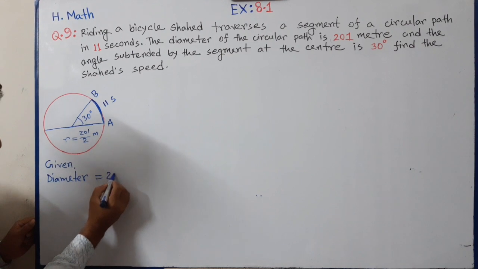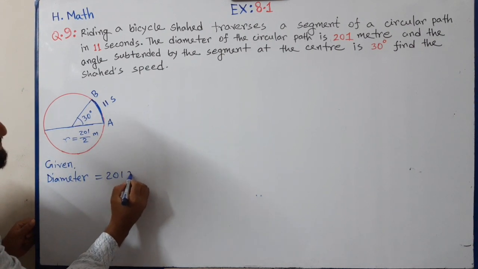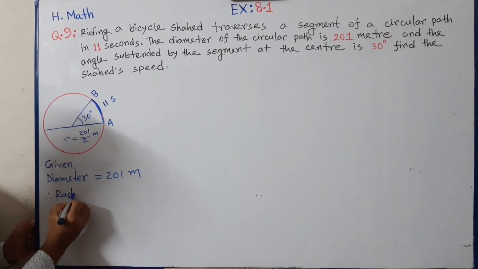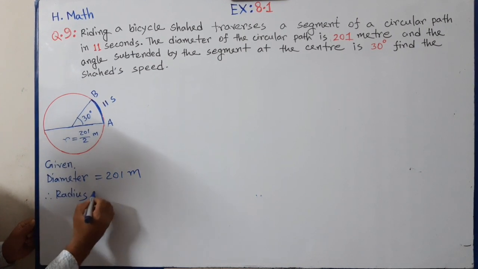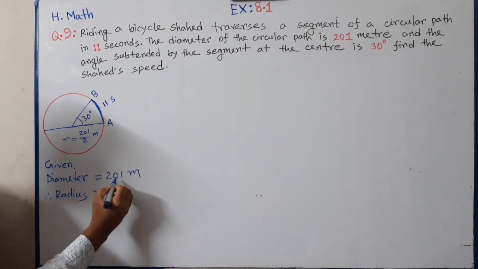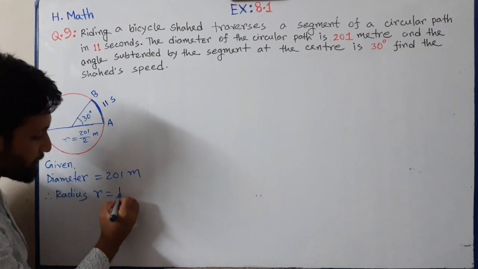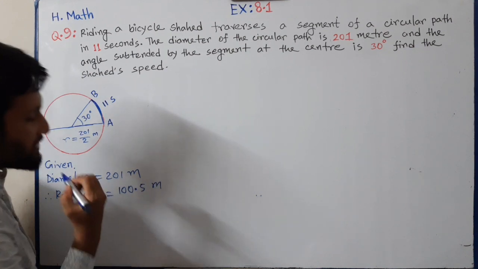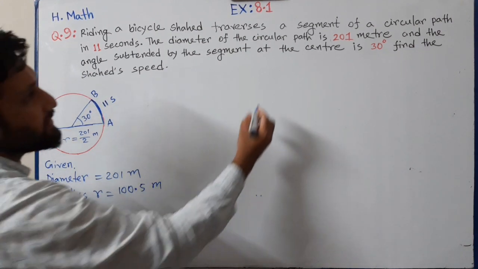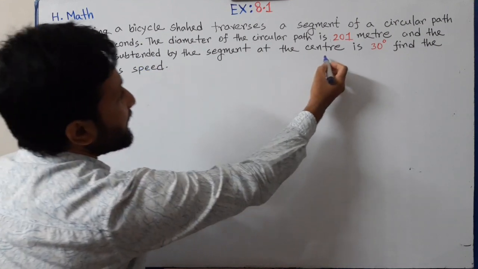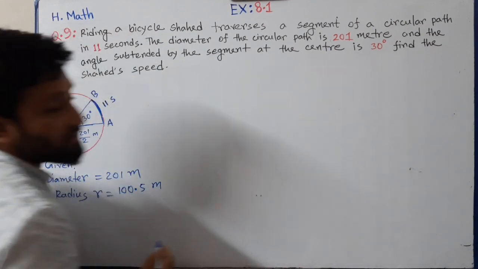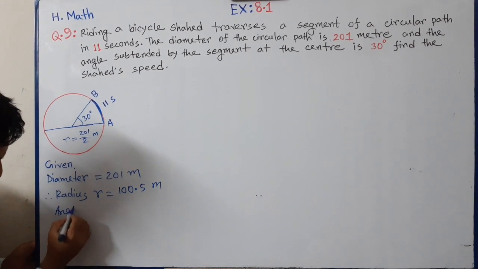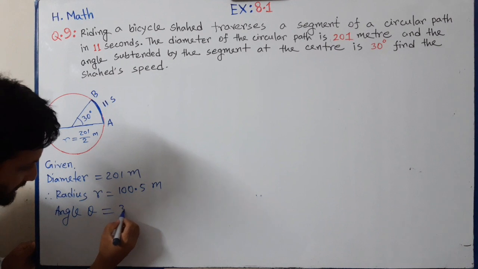Diameter equals 201 meter. So we can say that the radius is equal to 201 divided by 2, that means 100.5 meter. And here we see that the subtended angle at the center is 30 degree. So we can say that angle theta equals 30 degree.